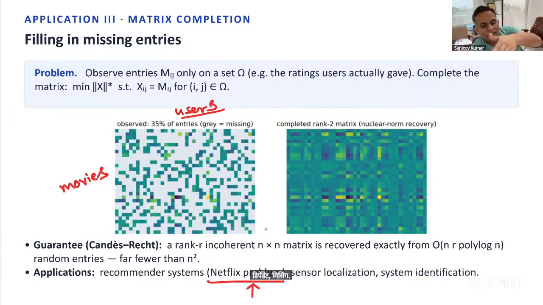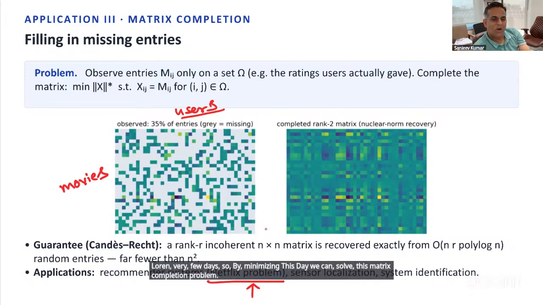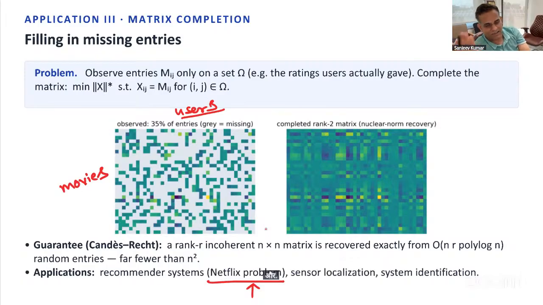So if they are dependent on each other and there are missing entries, we can fill them. And how can we fill them? If many of the rows in a matrix are dependent on each other, the matrix will have low rank, very few rank. So by minimizing this rank, we can solve this matrix completion problem. Matrix completion is famous and can be used in recommender systems and many other systems. So what I want to say is that we can solve many real life applications using these simple methods.